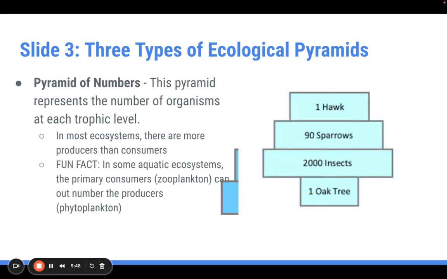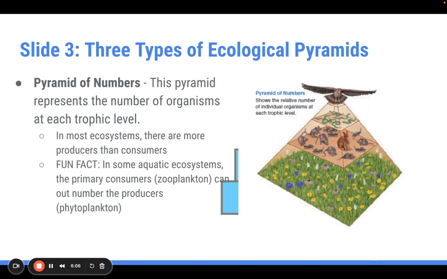You can also see this evidence by looking at an oak tree. An oak tree can serve as an ecosystem that now houses 2,000 insects. Now this oak tree, though, is very, very large. So while it doesn't necessarily make up the greatest number, we will see later that it may make up more biomass. This pyramid of numbers shows again the different trophic levels.